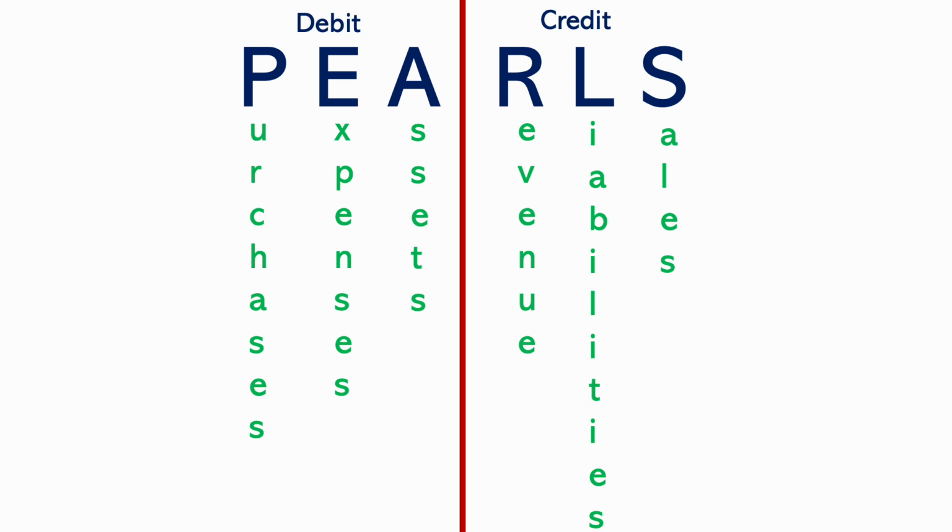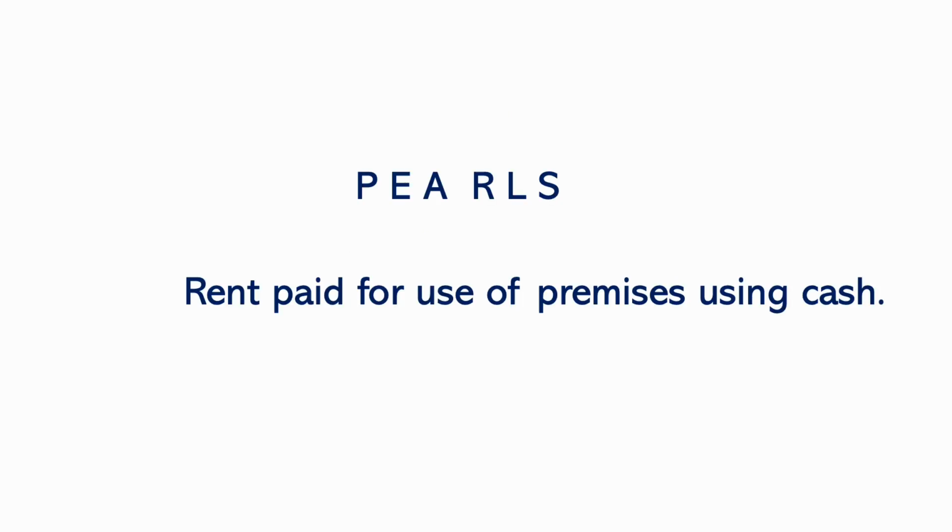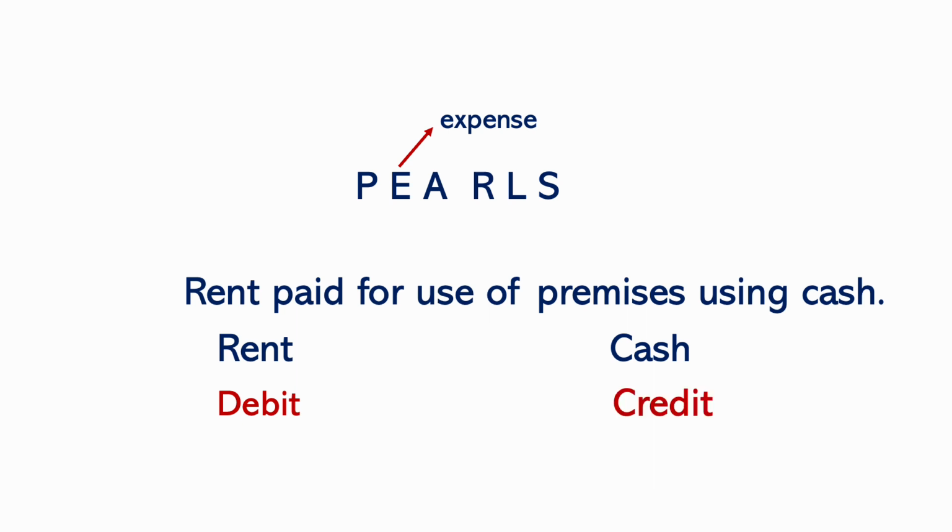Using PEARLS, here's another example. Rent paid for use of premises using cash. The two accounts are rent and cash. Rent is an expense and therefore it should be debited. This means that the cash account is credited.